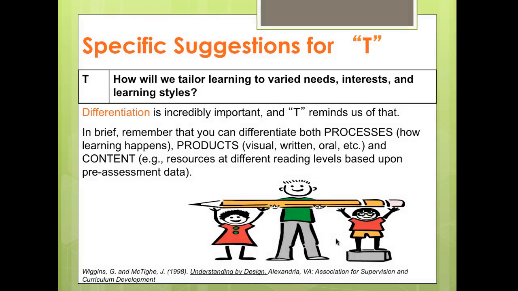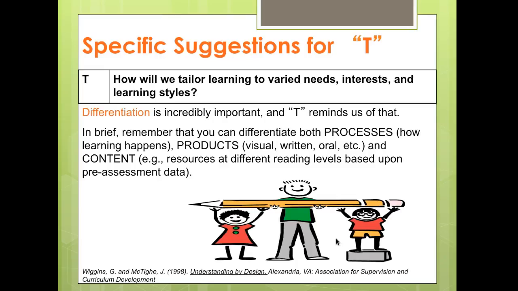Now, tailoring, we've talked quite a bit about it. We have a whole section. The next module will be specifically on differentiation. How will we tailor learning to varied needs, interests, and learning styles? So you're going to be looking at how you are creating those opportunities for most students to learn. Multiple modalities, multiple intelligences, universal design for learning.